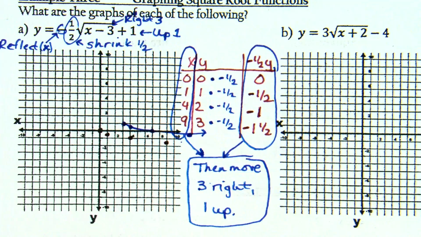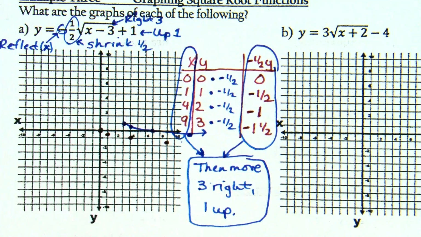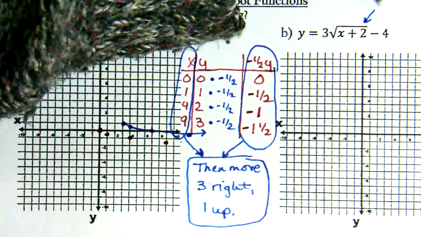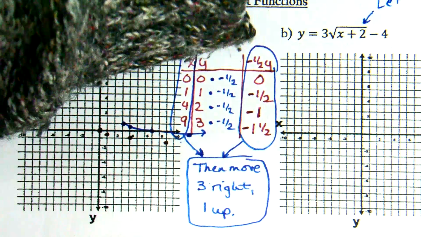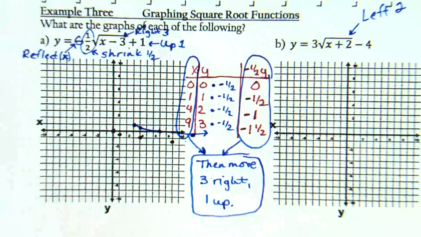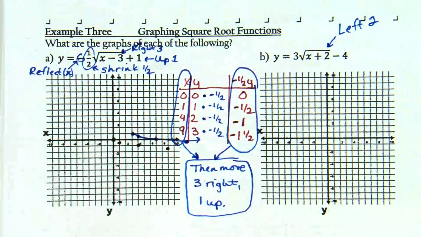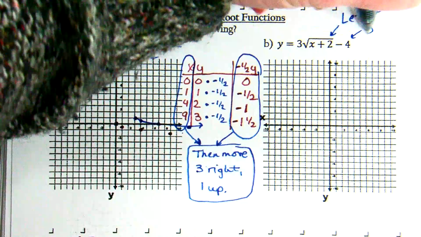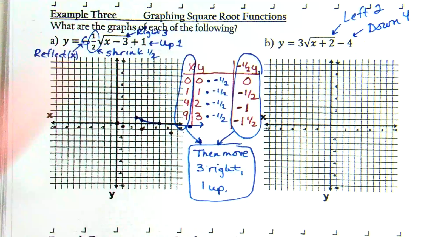So start looking at B. y equals 3 square root of x plus 2, minus 4. Okay. Plus 2 in the radical means we're going to go left 2, because it's left to right, opposite the sign. What do you guys say about minus 4? Down 4. If it's not in the radical, not with the x, it's up or down, the direction of the sign.